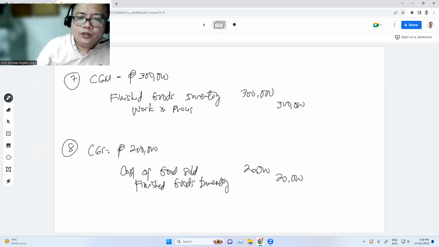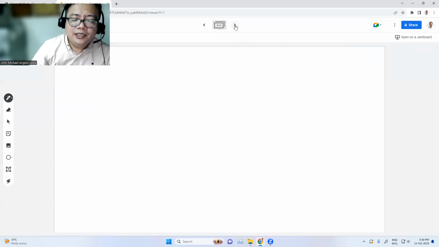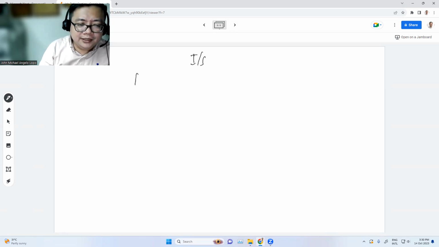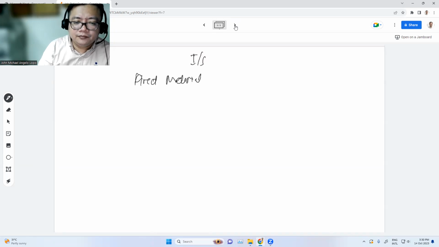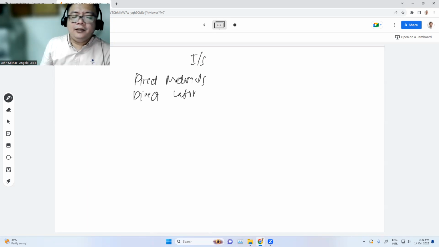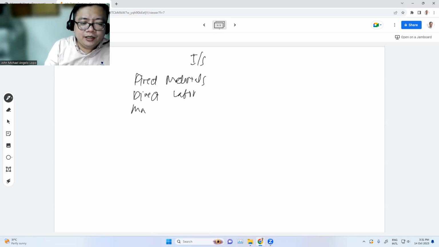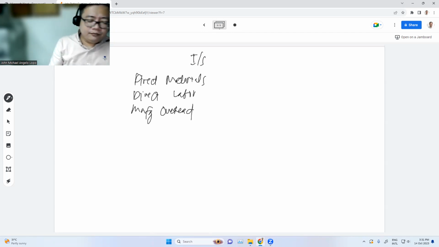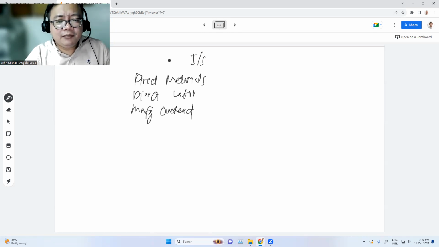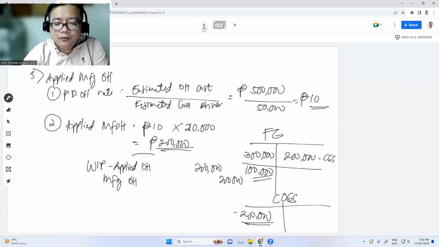Next one. So, in terms of our income statement, now please take note of this. In terms of our income statement, we have our direct materials, we have our direct labor, and also, please take note, manufacturing overhead. Magkano muna class ang ating direct materials? How much would be our direct materials?